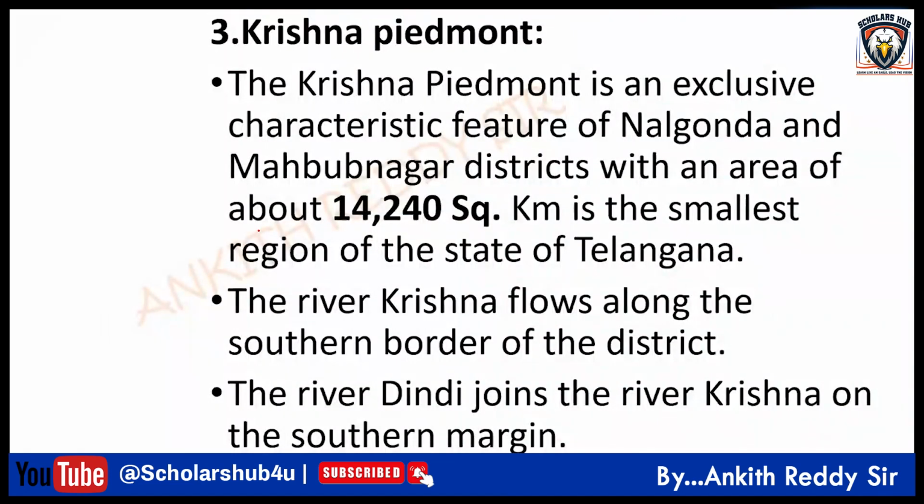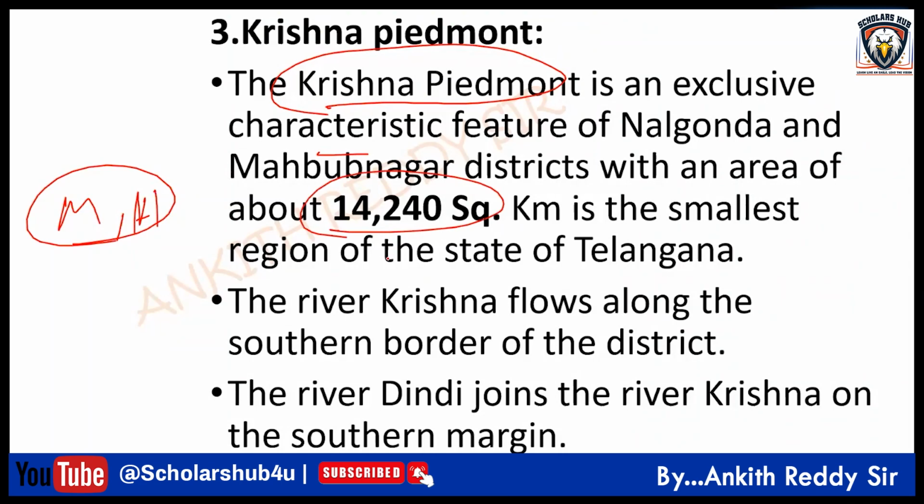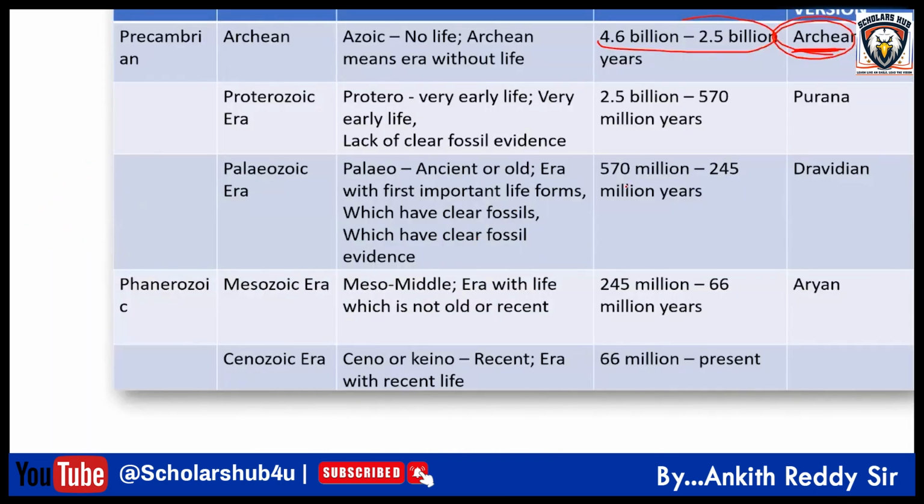Then coming to the third physiographic region, this is the Krishna Piedmont, which covers the districts of Mahbubnagar and Nalgonda, an area of around 14,000 square kilometers. Okay, so I was mentioning the Archean rocks, right? Archean rocks date to around 4.6 to 2.5 billion years ago. That's why the oldest rocks are seen in the Telangana region, because it is part of the Deccan Plateau, the Peninsular Plateau, which is the old one.